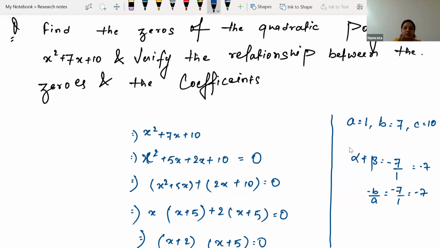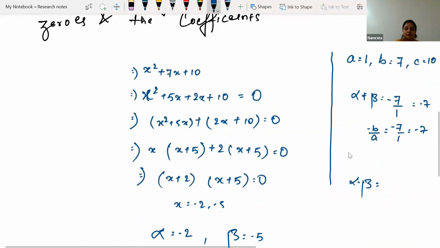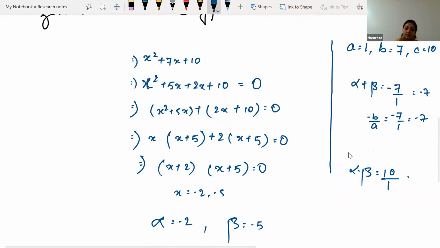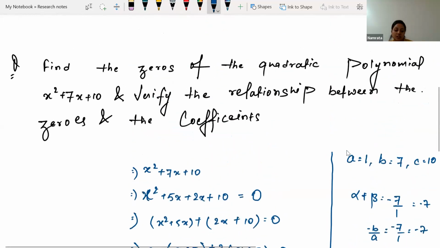Perfect. And then alpha into beta will be 10 by 1, which is 10. For verifying it, it will be c by a, which is 10 by 1, which is 10. When we multiply, we are getting positive 10. When we do c by a, then also we are getting positive 10. So hence verified the relation between zeros and the coefficients.